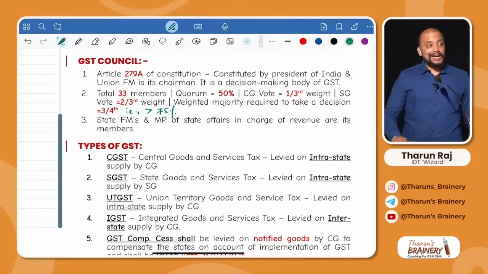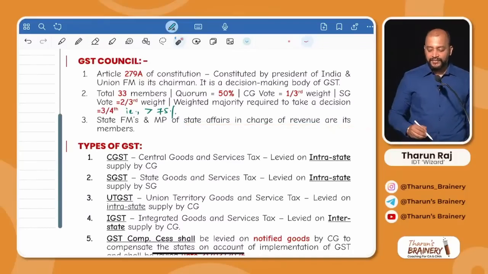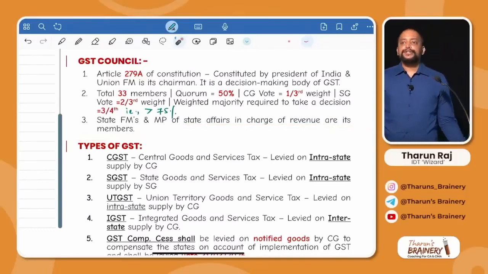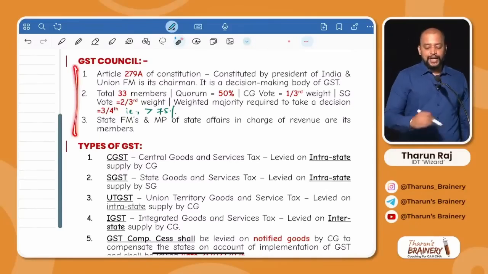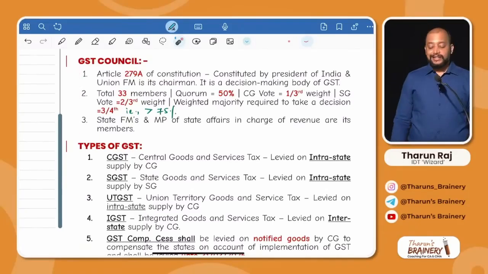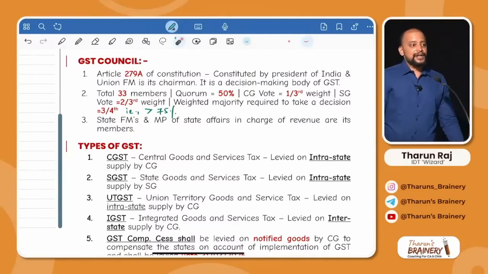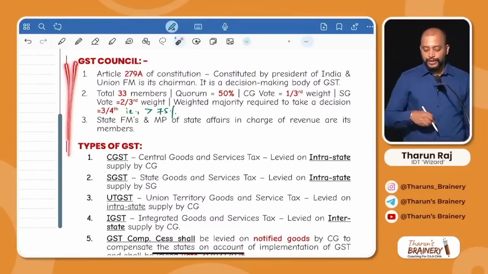And the state finance ministers and the state ministers in charge of revenue or finance are its members. So whenever you get a short note question on the GST Council, you need to write these points, okay? And this is important for a short note, possible. Already they have tested once. So write a short note on the GST Council, this you need to write.